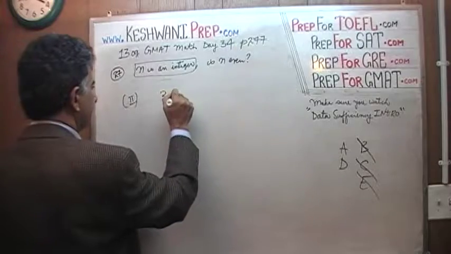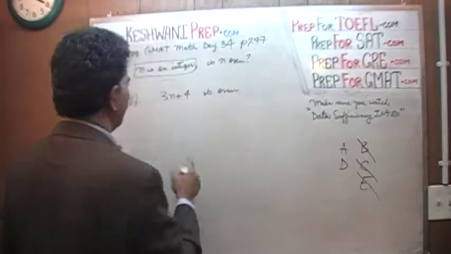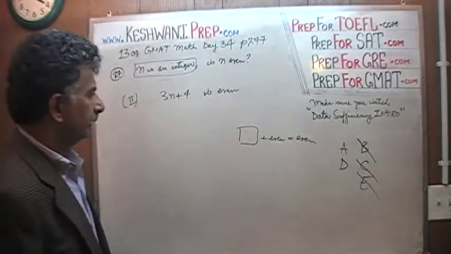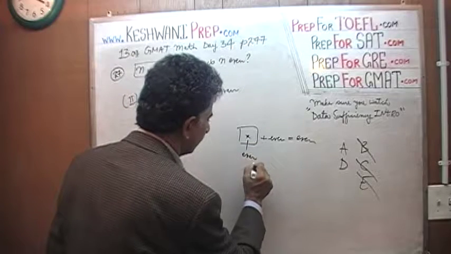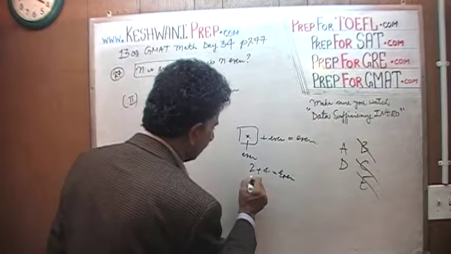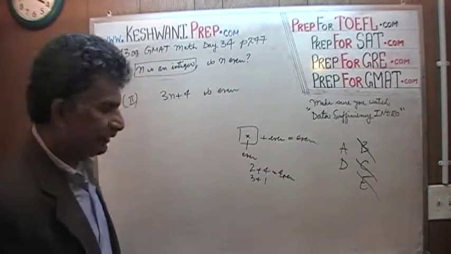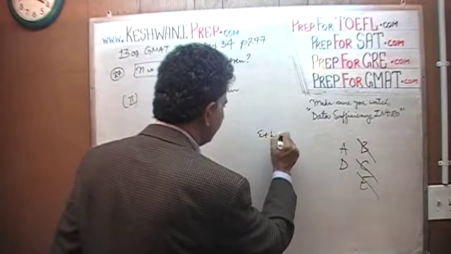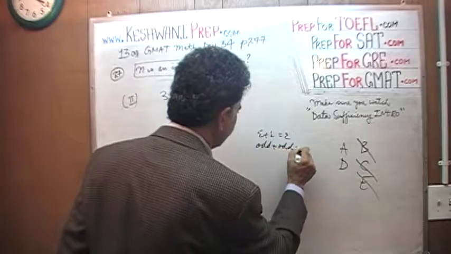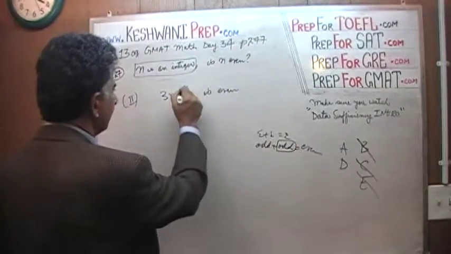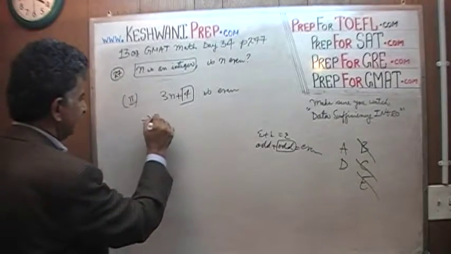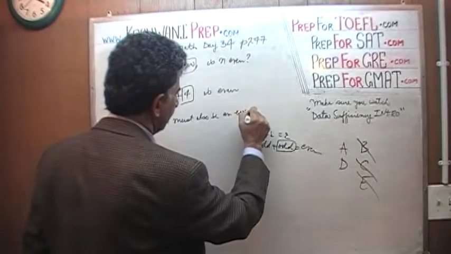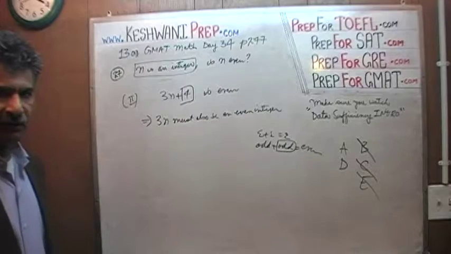In the second statement, they tell us that 3n plus 4 is even. Well, if 3n plus 4 is even, if I have some number plus some even number that is even, then this number in question must be even also, because 2 plus 4 is even. The other way we can get even is odd plus odd, or even plus even. But we don't have the luxury of considering the odd plus odd situation because this 4 is even. If this is even, then that implies that 3n must also be an even integer.